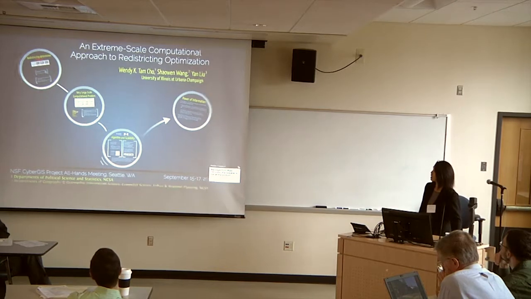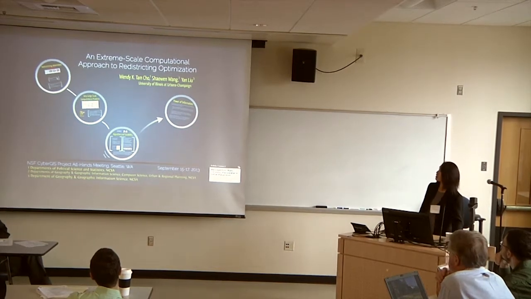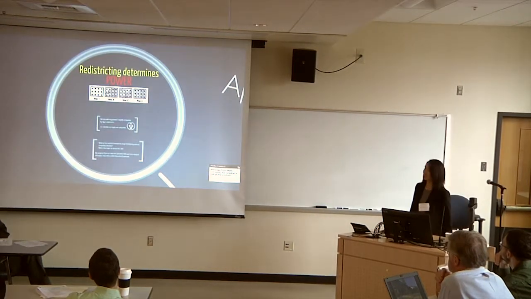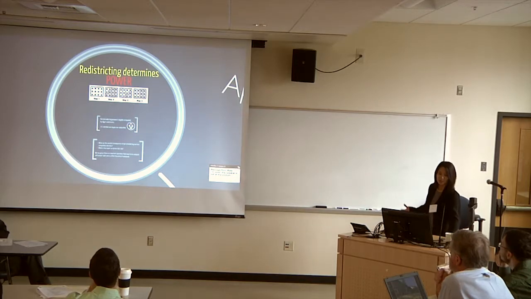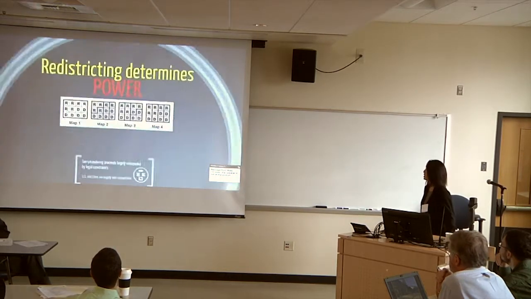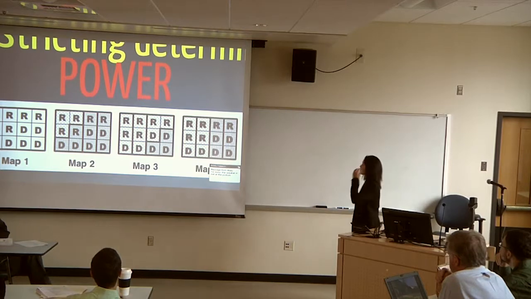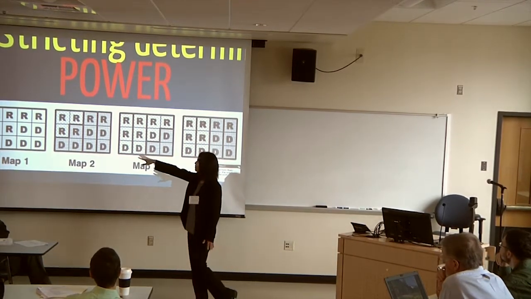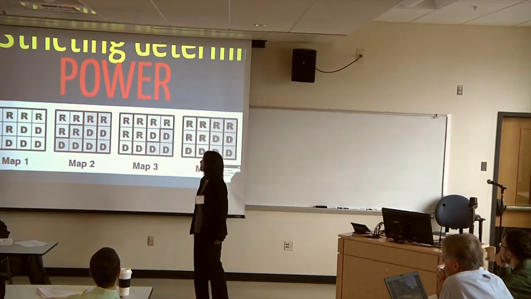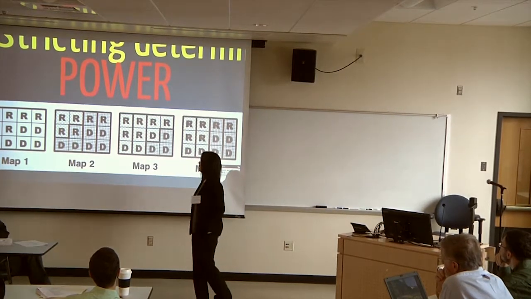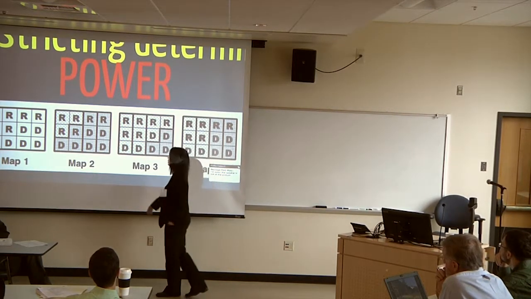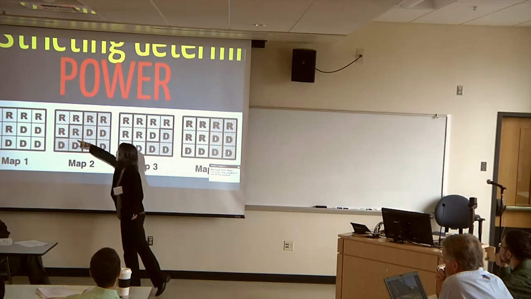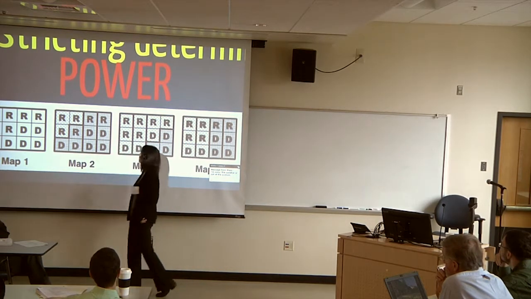So redistricting, this is not the right arrow. Redistricting, I think, is something I'm interested in because it determines power in the United States. So for instance, I'm going to go pretty fast here, but this is just a hypothetical map. It's a hypothetical state in a rectangle. So there are equal numbers of Republicans and Democrats. So if you want to draw these into districts, you can draw them this way. So you've got one Republican district and 3 Democratic districts.